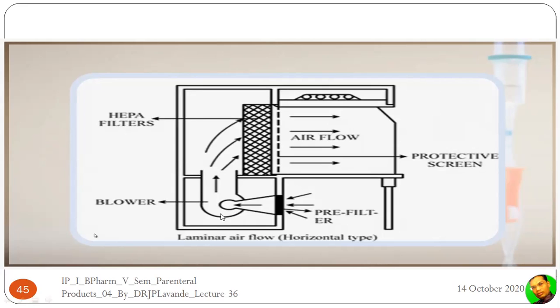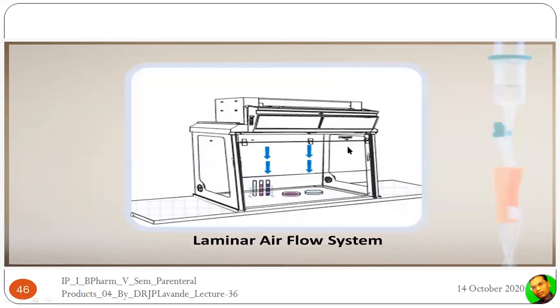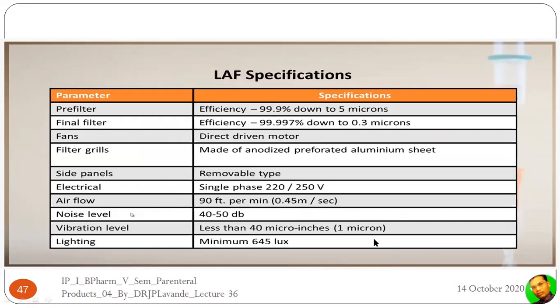Here there is a filter. This is the blower. The blower will suck the air and pass it through the HEPA filters. Then there will be filtered air. This is the vertical laminar airflow. There is a pre-filter and a blower which blows the air through the HEPA filter, and it will pass from top to bottom. This is the vertical type of laminar airflow.